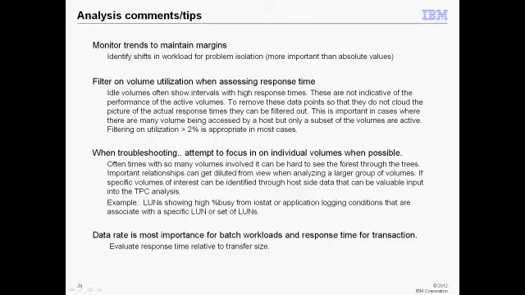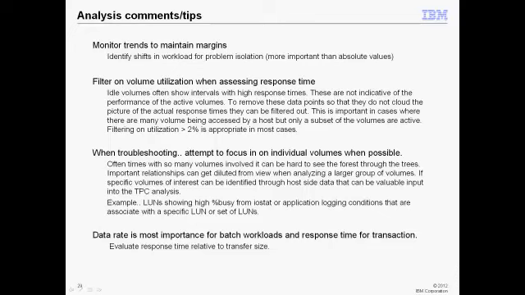When troubleshooting, attempt to focus in on individual volumes when possible. Oftentimes, with so many volumes involved, it can be hard to see the forest through the trees. Important relationships can get diluted from view when analyzing a large number of volumes. If specific volumes of interest can be identified through the host side data, that can be valuable input into the TPC analysis. For example, a LUN showing high % busy from iostat, or application logging conditions that are associated with a specific LUN or set of LUNs.